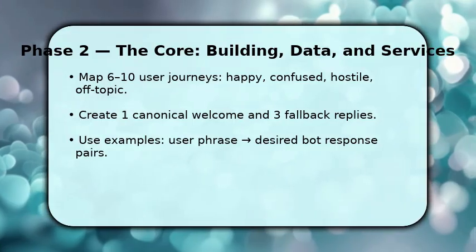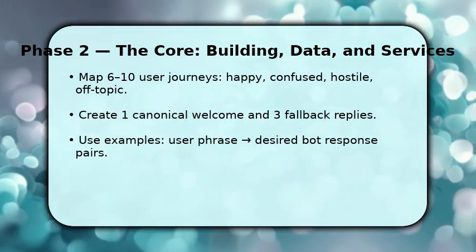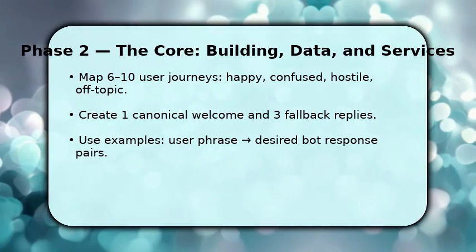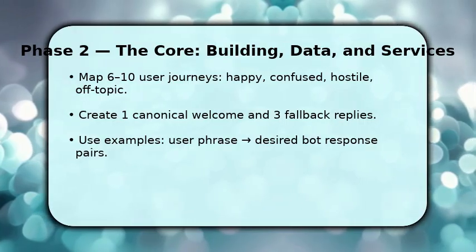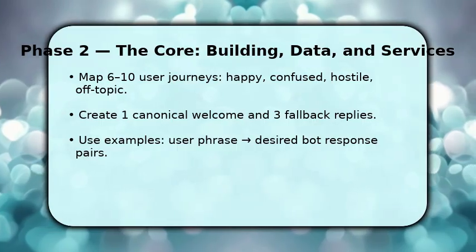Once examples exist, convert them into paired training lines. User phrase followed by the precise bot response. Make sure to tag intents and slot values. This enables conditional branching. Test each branch with the 10-message script and iterate until transitions feel natural and predictable.